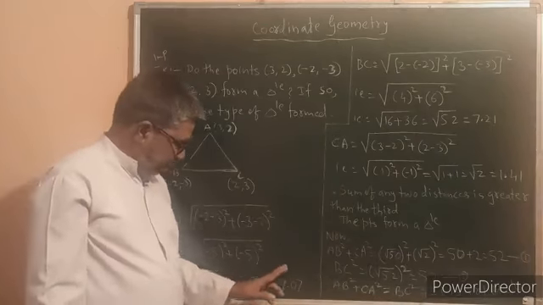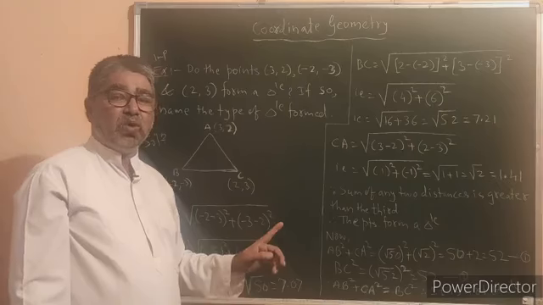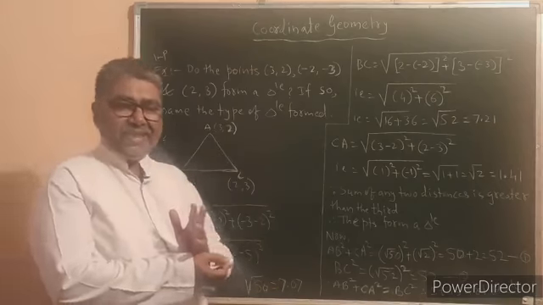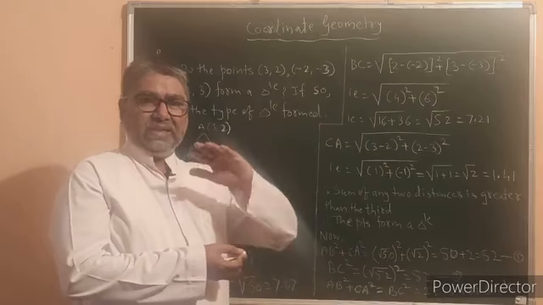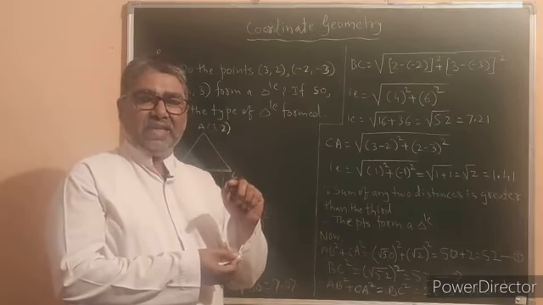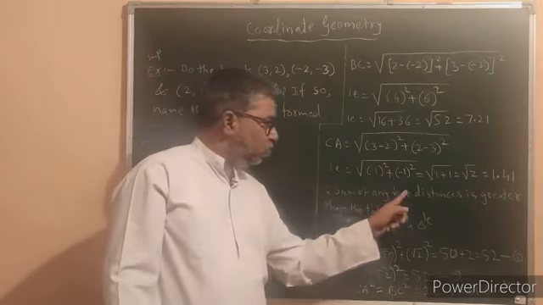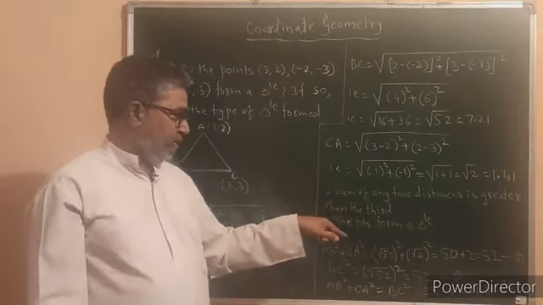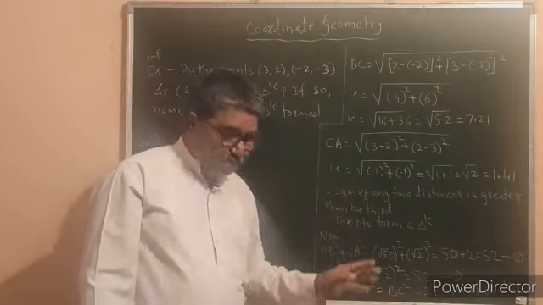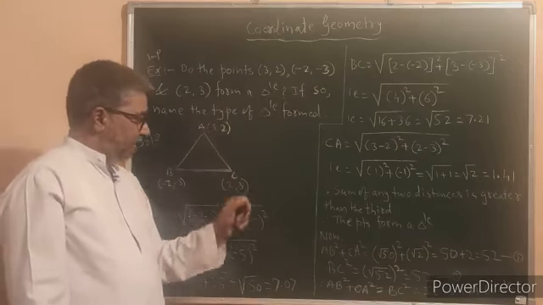Now if you add any two sides, the sum total of any two sides' lengths will be greater than that of the third side, and this is the criteria. If in a triangle the sum of two sides is greater than the third side, then those 3 points will definitely form a triangle. So in this way, the sum of any two distances is greater than the third side, therefore the points form a triangle. Now the type of the triangle is also asked here. If so, name the type of the triangle formed.